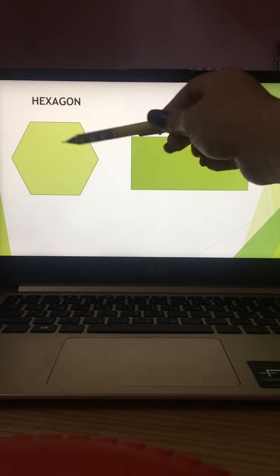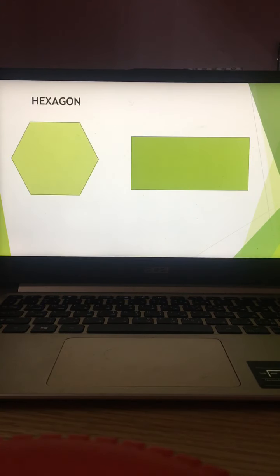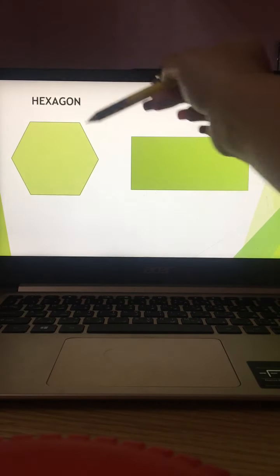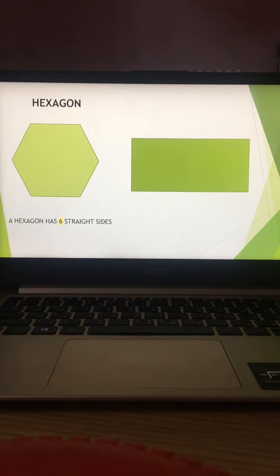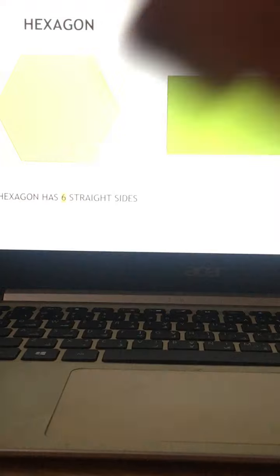Now, we are going to go over some of the 2D shapes and how we can describe them. The first shape that we are going to talk about today is the hexagon. This is how the hexagon looks like. A hexagon has 6 straight sides.